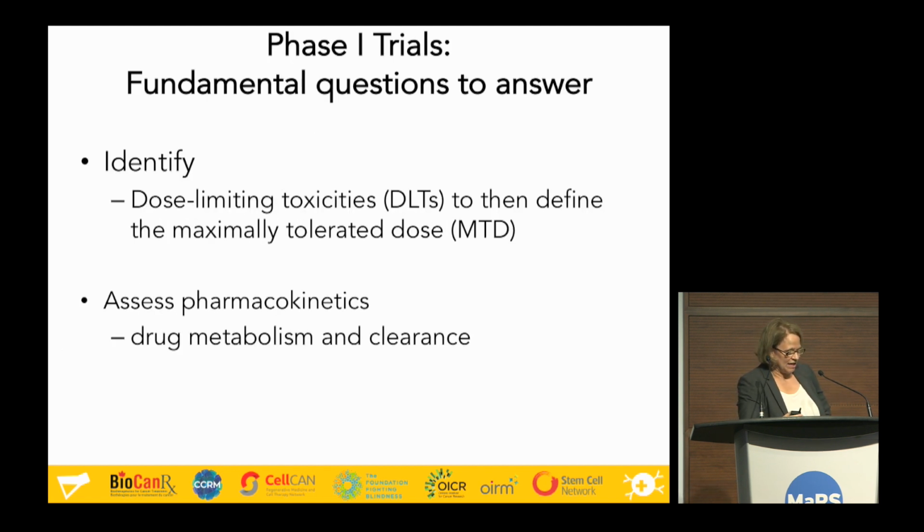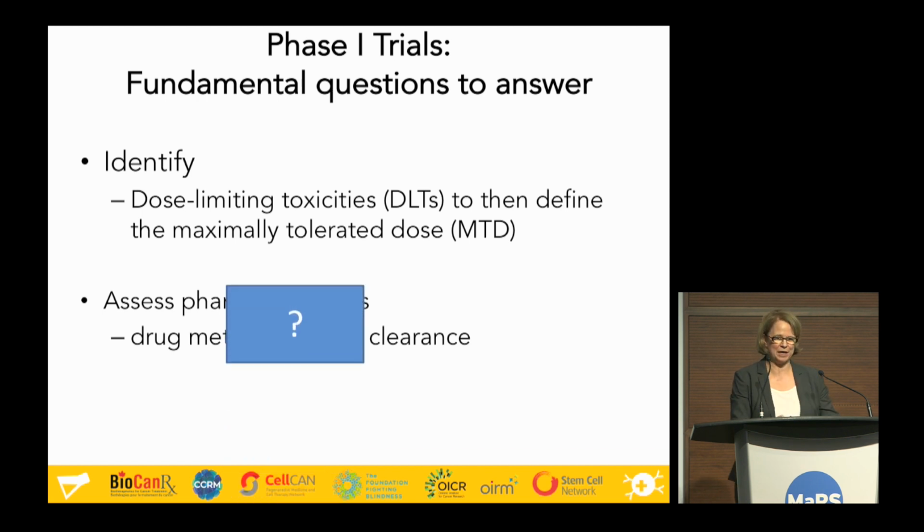So fundamental questions to answer in phase 1 trials are really to identify what that dose-limiting toxicity is, which then helps you determine what the maximum tolerated dose is to use in your phase 2 trial. And at least not so much in MSC or mesenchymal stromal cell trials, but we try in many phase 1 trials to assess drug metabolism and clearance. But I put a big question mark here for MSCs because, to be honest, we don't right now have a really good method for actually assessing MSC persistence in the vasculature over time. So it is a challenge, and there are many folk that are working and thinking about this that needs to be developed into the future.